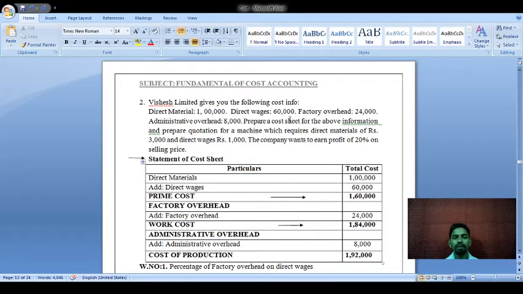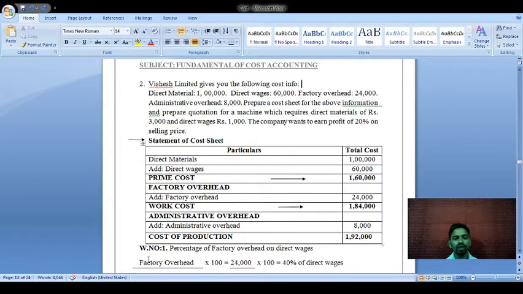So we have prepared the cost sheet. Now, for the quotation for a machine which requires direct material of rupees 3,000 and direct wages rupees 1,000: for the preparation of the tender price they have given only the direct material and the direct wages. But the factory overheads and the administrative overheads are also required, so for that purpose we have to prepare working notes. Now, how to prepare the working note for the factory overheads?